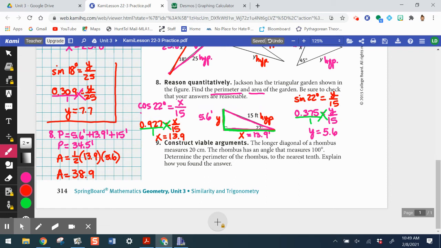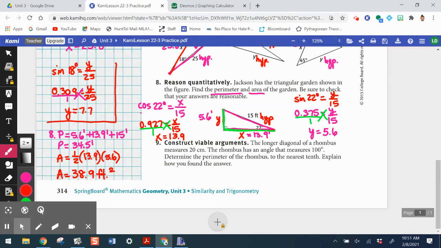But area is the amount of space that figure takes up. And we actually measure area in squared units. So the area of this triangle is actually 38.9 feet squared, or you could write squared feet.